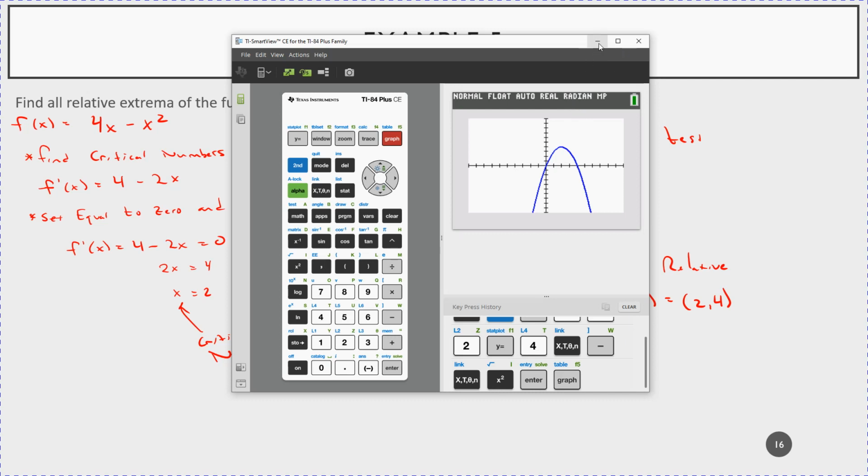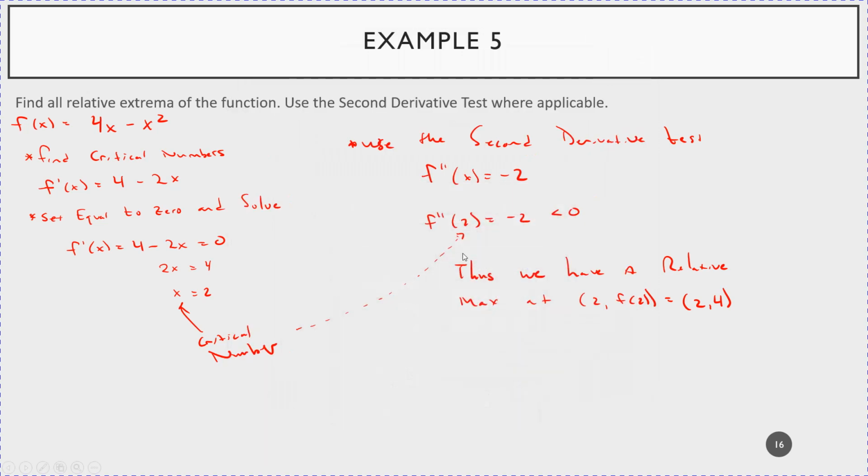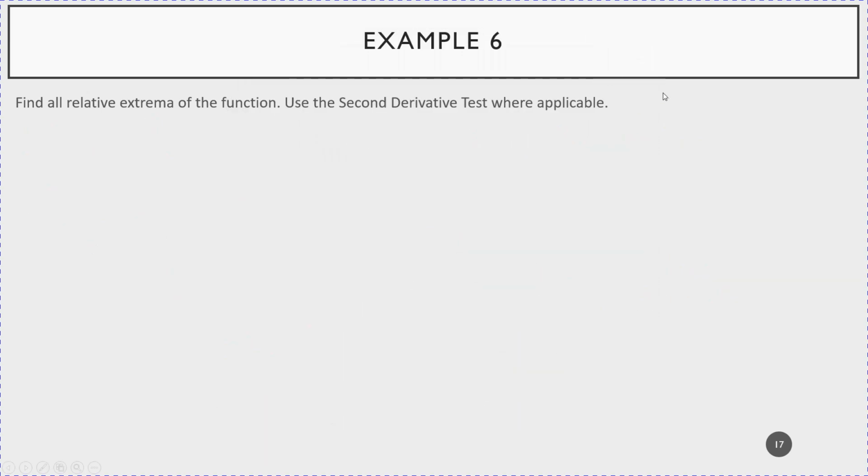All right, let's do one that's maybe a little bit harder. That's going to be a little bit more algebraically intense. So here's the function now, and we want to do the same process.